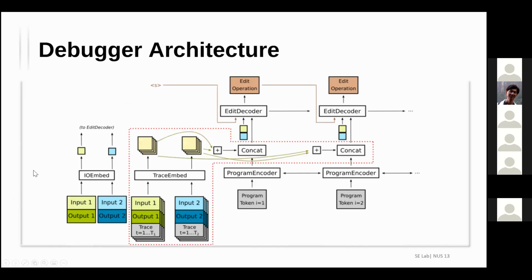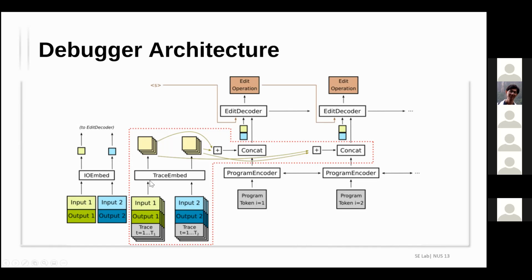So down to the debugger architecture itself. It might look very complicated over here, but actually the whole paper is just focused on this red dotted box. This trace embed part is the part that they actually came up with that's a bit different from other papers. Other than that, the IO embedding just embeds the input and output, and then passes it to the edit decoder. Notice that the colors are the same, which means that this is passed directly to this.